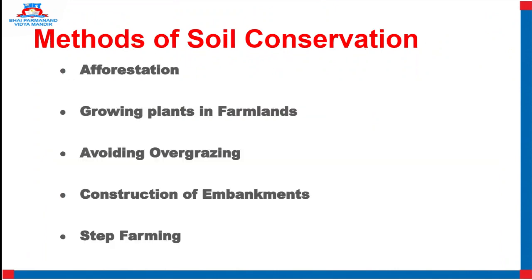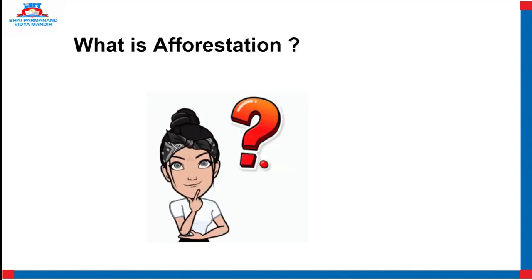Children, let us see what are the methods by which we can conserve soil. Okay, the first method which you all are familiar with is afforestation. Then we have growing plants in farmlands, avoiding overgrazing, construction of embankments, and step farming. Children, one by one, we will learn in detail about all these methods and how we can conserve the soil. So, let us just start with afforestation.